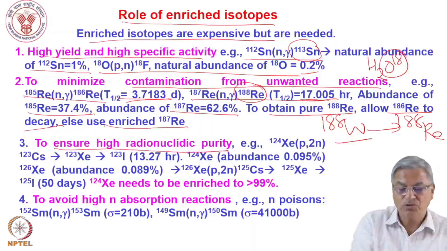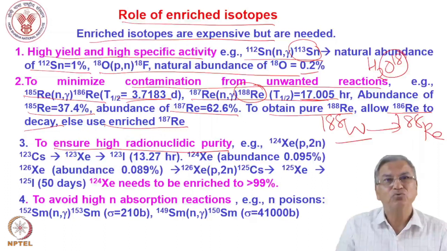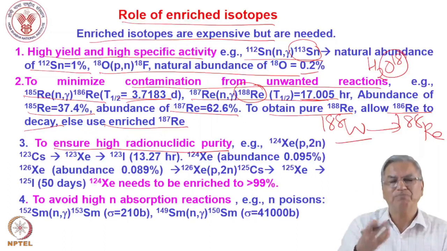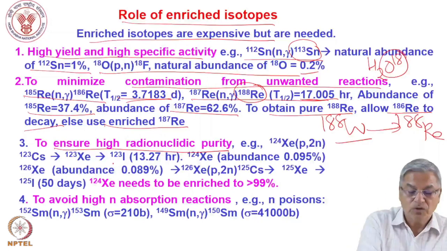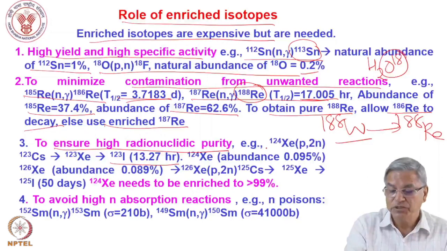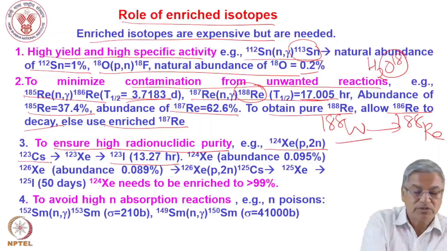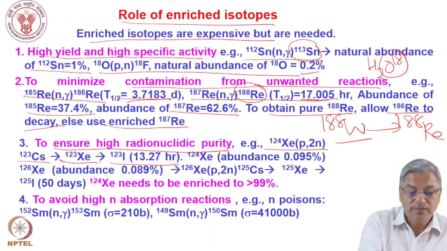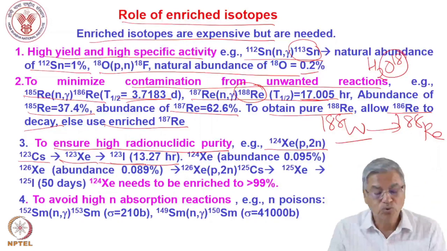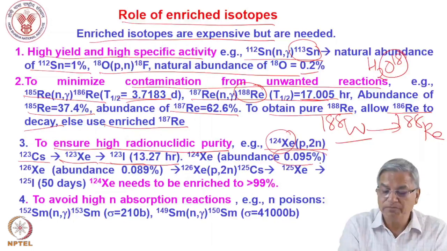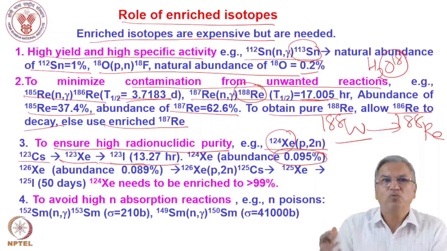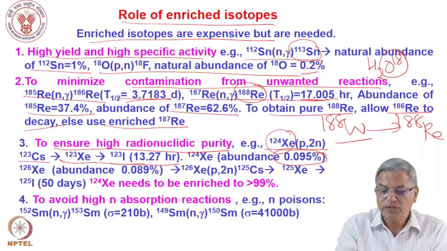Similarly, radionuclidic purity means the sample should be pure with regard to a particular radioisotope, and there can be parallel reactions. For example, you want to get 123 iodine: you irradiate xenon 124 (p,2n), cesium 123, going to xenon 123, and then by electron capture, it goes to iodine 123. But the abundance of xenon 124 is only 0.095%. So if you irradiate natural xenon, it has very low abundance, and so you get very small activity.